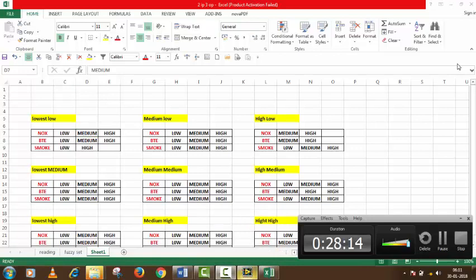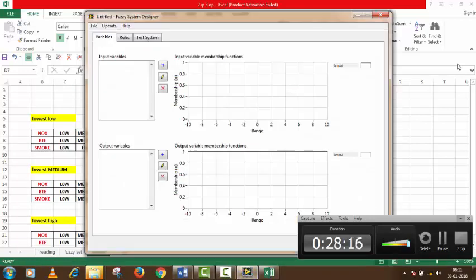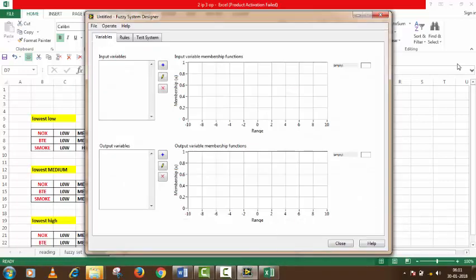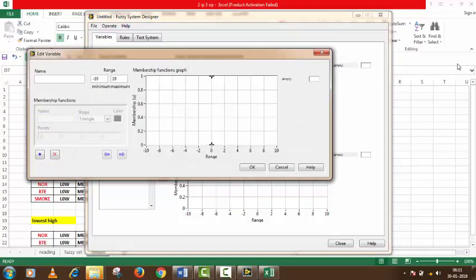After that, go to the software. What happens? First you have to feed the inputs. So I am feeding the input for load. Sir, what's the range? 0 to 100. Okay, I am fixing.